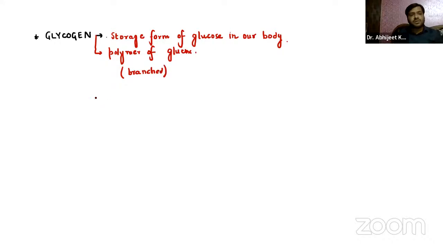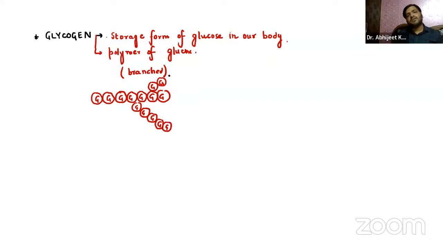Now, this glycogen is made up of glucose units, right? Let me write down, these are the glucose units. So the glycogen is made up of these glucose units, not in a straight fashion, guys. We have branching points also, right? It's a branched polymer. So this structure is basically the structure of the glycogen. You can see that branching is present, right?